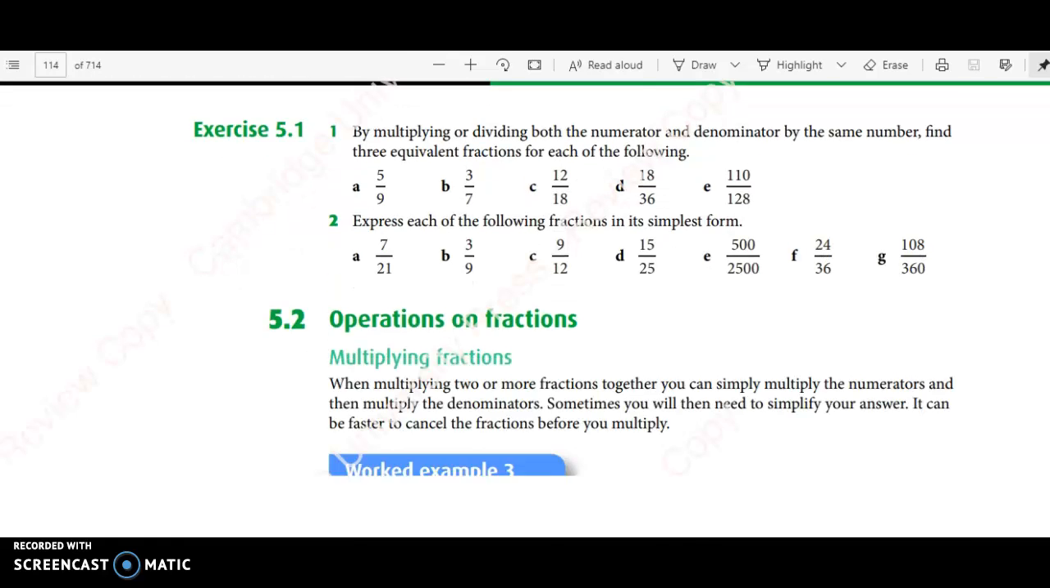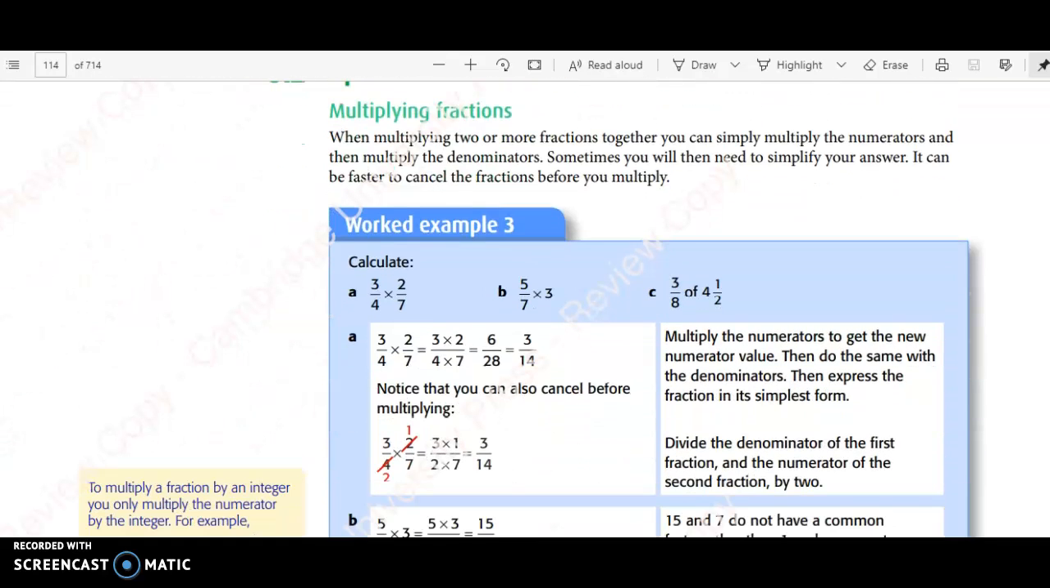Let's see the next subchapter about the operations on fraction. The first operation here is multiplying fraction. Why multiply? Because multiplying fraction is the easiest operation in the fraction. When multiplying two or more fractions together, you can simply multiply the numerators and then multiply the denominators. You just multiply the top numbers, then the bottom numbers. 3 times 2 is 6, 4 times 7 is 28, so 6 out of 28.